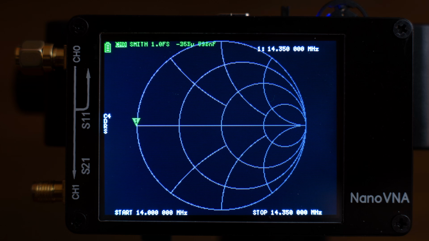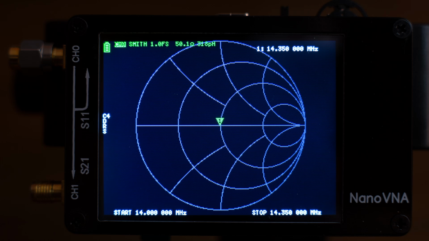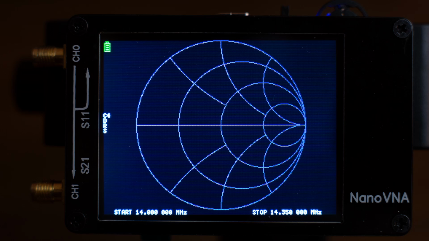The horizontal line running through the center of the chart is where we read radiation resistance. The left end of the line represents a short or 0 ohms, while the right-hand end is open circuit or infinite ohms. The exact center of the chart along this line represents 50 ohms radiation resistance. The Nano VNA is normalized to 50 ohms, so a perfectly tuned 50 ohm antenna at a particular frequency will fall on this spot. Intersecting the resistance line are circles.